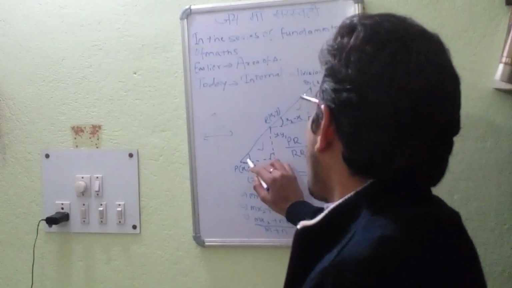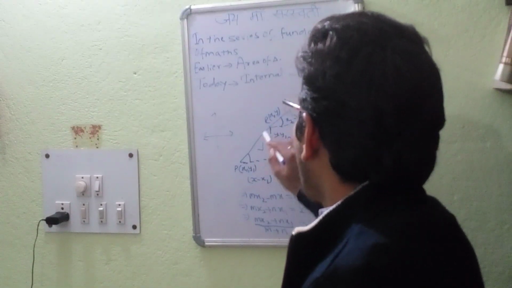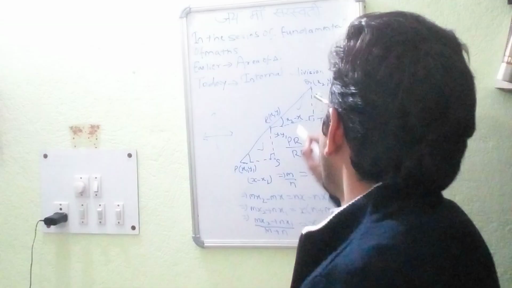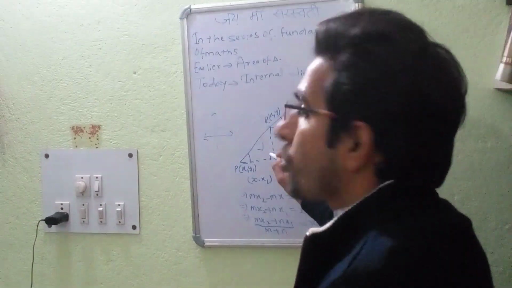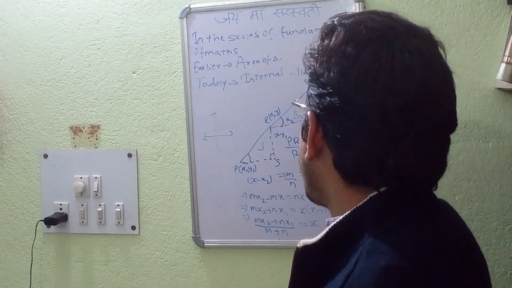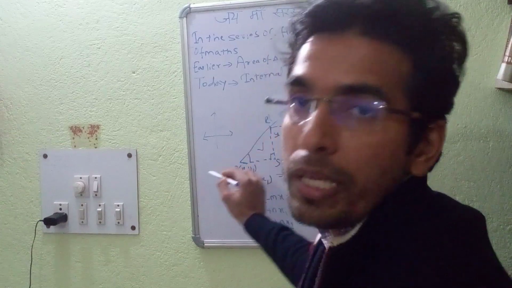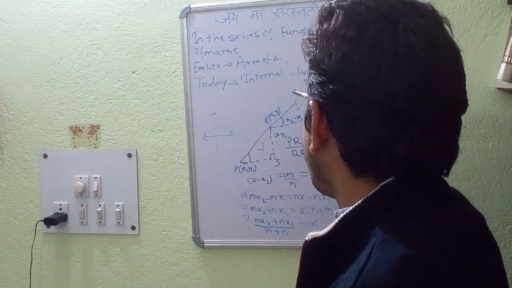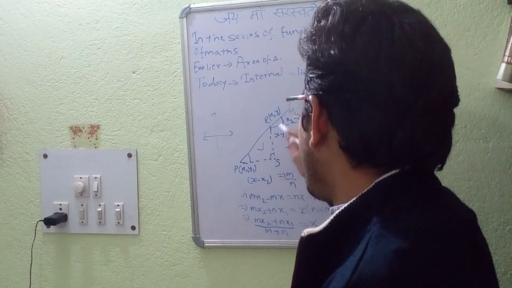So see this angle, angle RPS will be equal to angle QRT. This is perpendicular, so automatically this angle will be equal to 90 and this angle will also be equal to 90. So angle RSP is equal to angle QTR. This is also 90, this is also 90. This angle is equal to this angle.